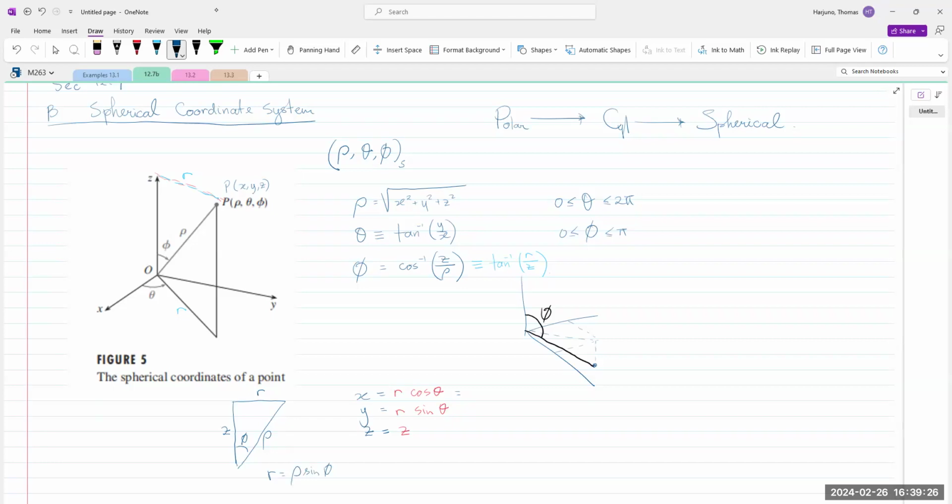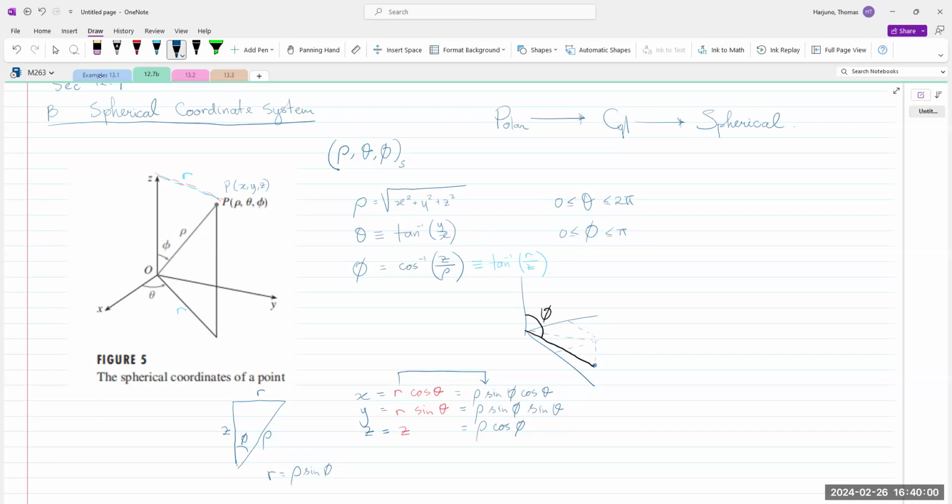Which is what I will replace that r by. So x is rho sine phi cosine theta, and therefore y will be rho sine phi sine theta, and z will be rho cosine phi. Okay.